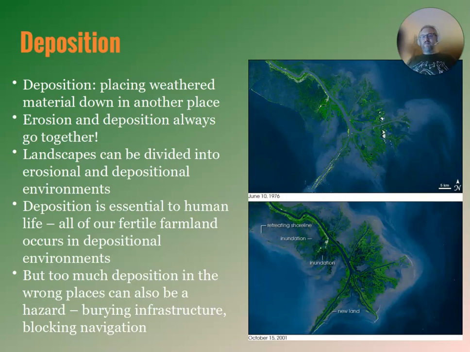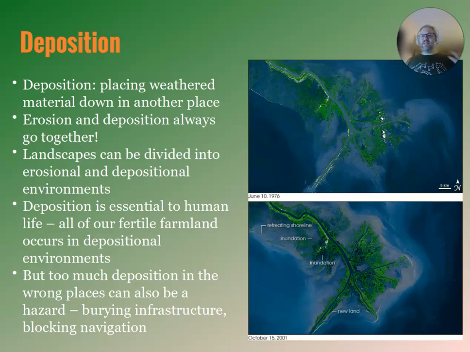Okay, so we have weathering, we break stuff up. We have erosion, we move it away from its point of origin, but it's got to go somewhere in the end. And when it goes somewhere, we call that deposition. So when that weathered material that's been transported by erosion eventually gets left somewhere else, then that is deposition.